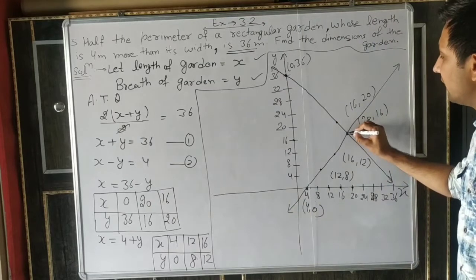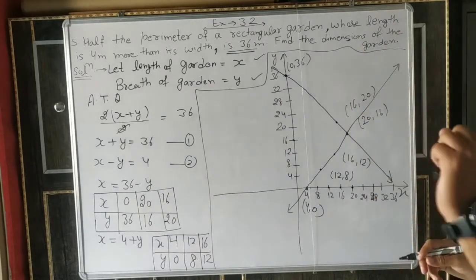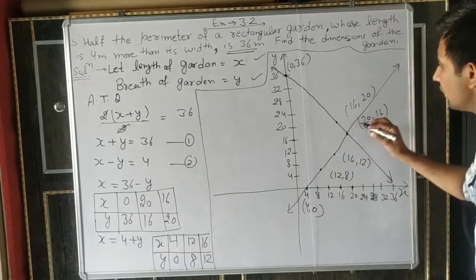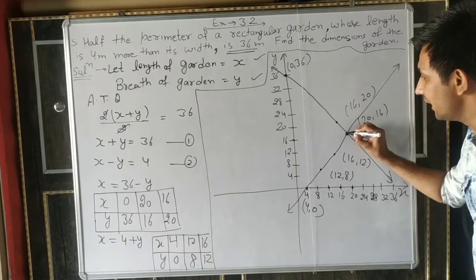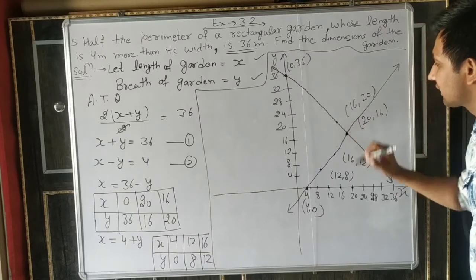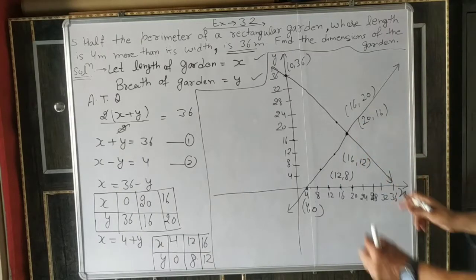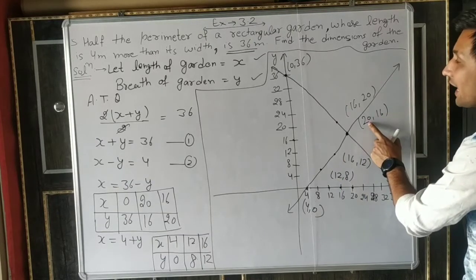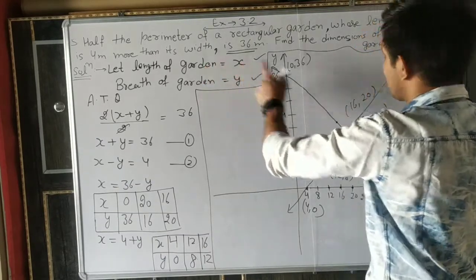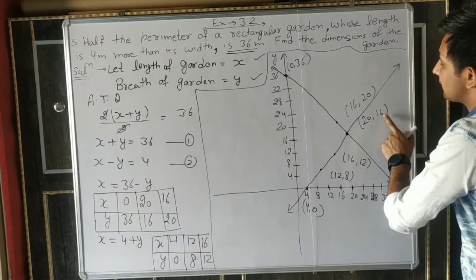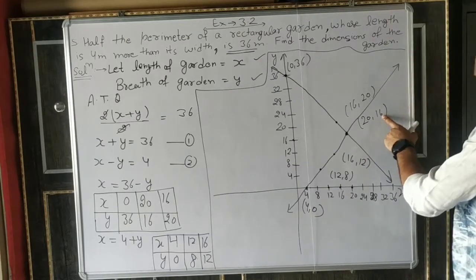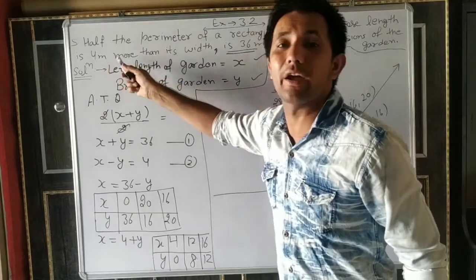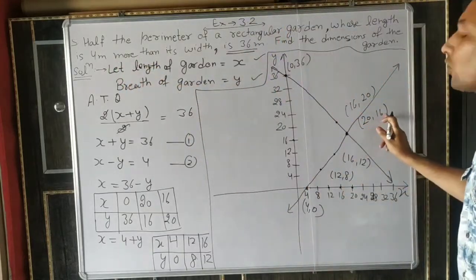So we have to find their dimensions. It means we have to find their common solution. So where is the common solution? Where these two lines cut each other. So here these lines cut. So it is the common solution. Common solution means it is x, it is y. What is x? X is length. Length is 20. Breadth is 16. You can check it: the length is 4 meters more than the breadth.